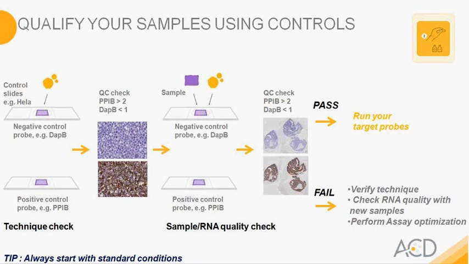However, if there is a failure in any of these two checks, you should verify the technique and also check your RNA quality. If your RNA quality is a question, we recommend that you run RNAscope with new samples and perform a quality control check again. Also, the other recommendation is to perform an assay optimization.